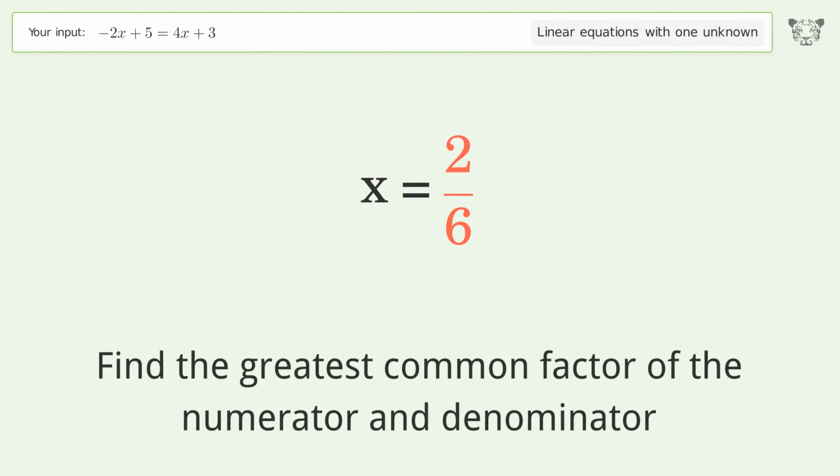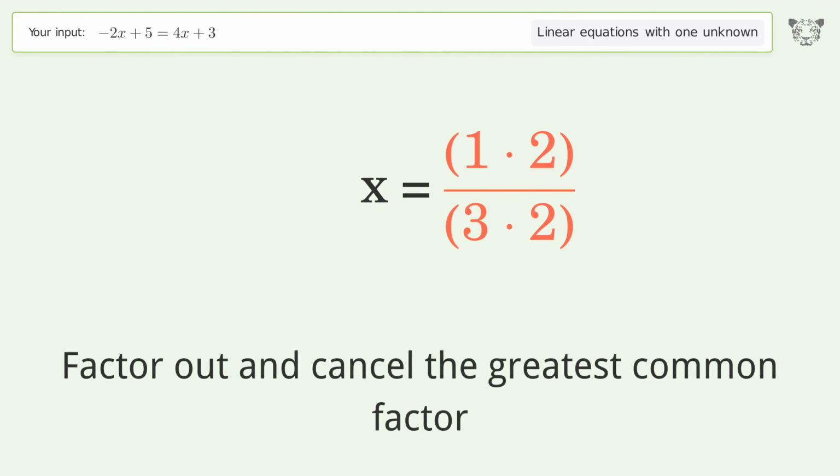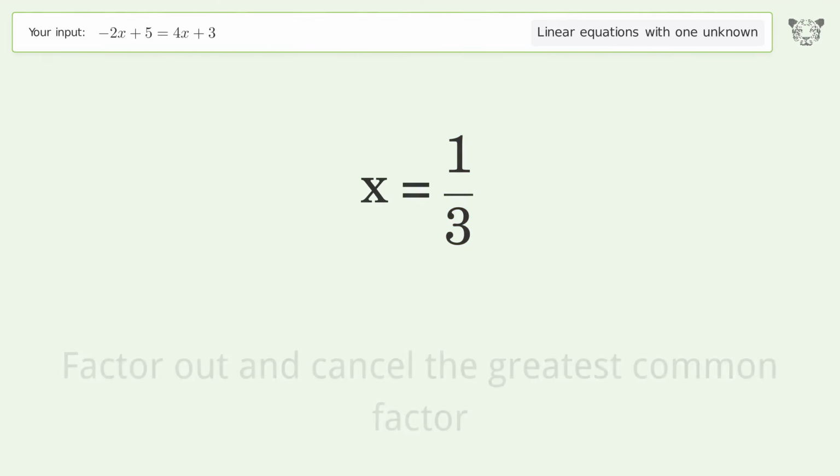Find the greatest common factor of the numerator and denominator. Factor out and cancel the greatest common factor. And so the final result is x equals 1/3.